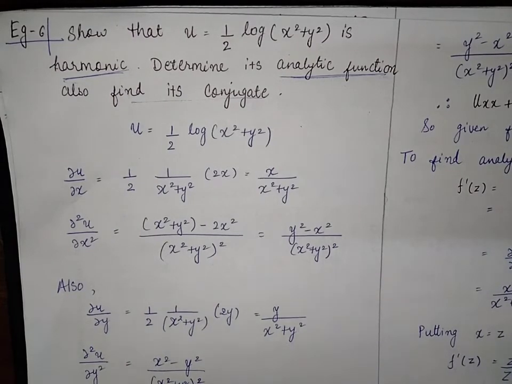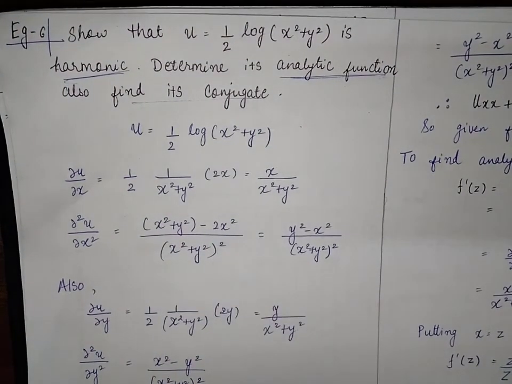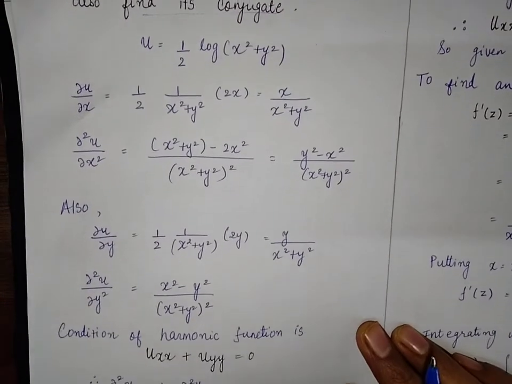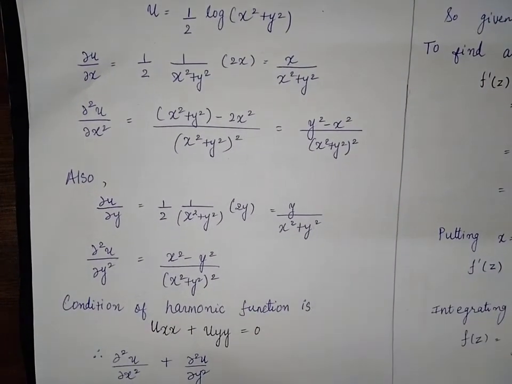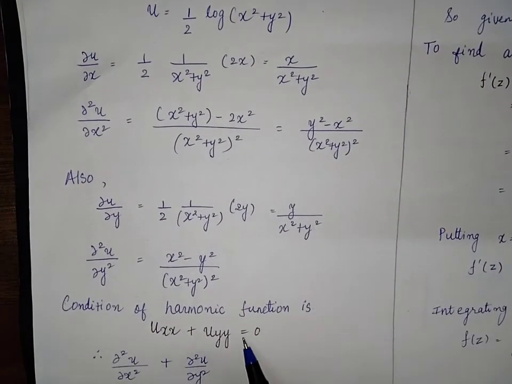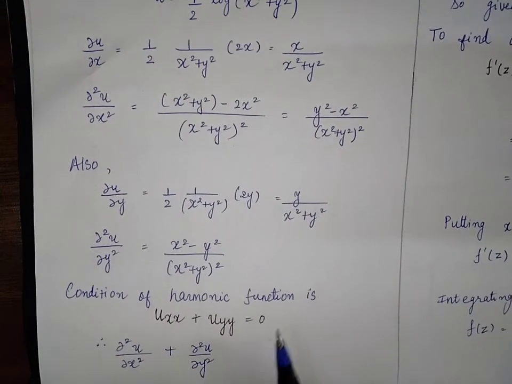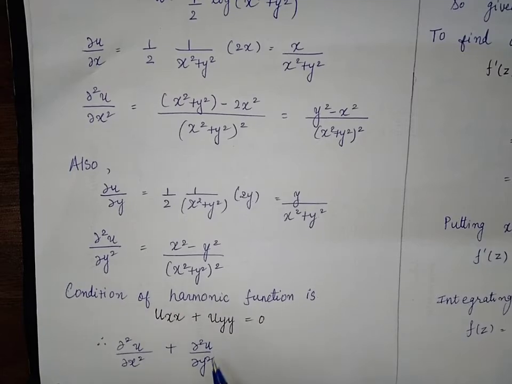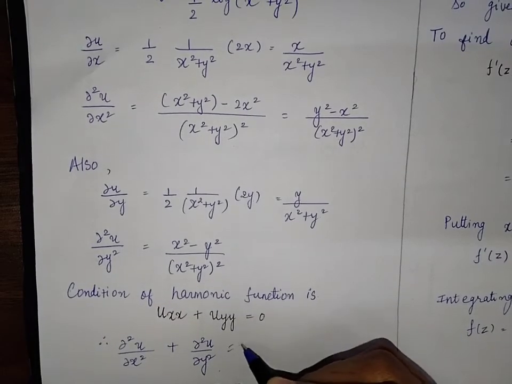Okay, but first of all we will show that the given function is harmonic. Okay, u is given, and we know the condition for harmonic. We have seen in the previous lecture that uxx plus uyy should be equal to 0, that is, del square u by del x square plus del square u by del y square should be equal to 0.